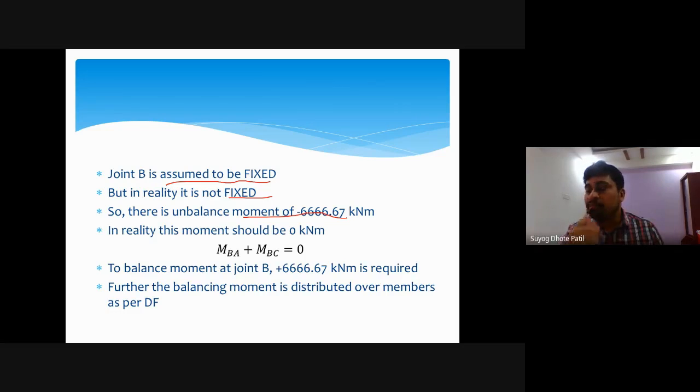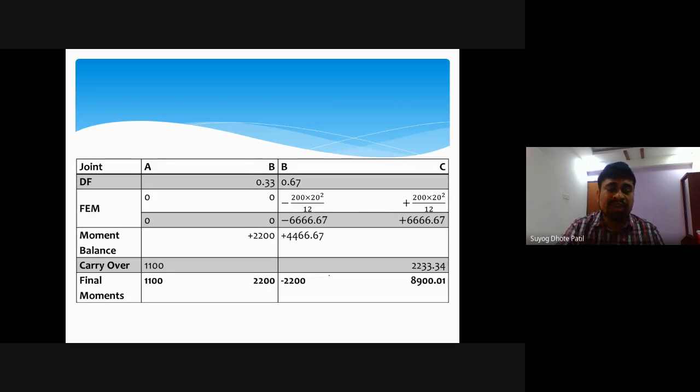So first of all, we have to balance that moment. In reality, what will be the equation of equilibrium? MBA plus MBC equal to 0, just like in the slope deflection equation. To balance this, we will require plus 6666.67 kilonewton meter. This plus 6666.67 value will be distributed over these two beams by considering the distribution factor and carryover moment, to get the final moment.